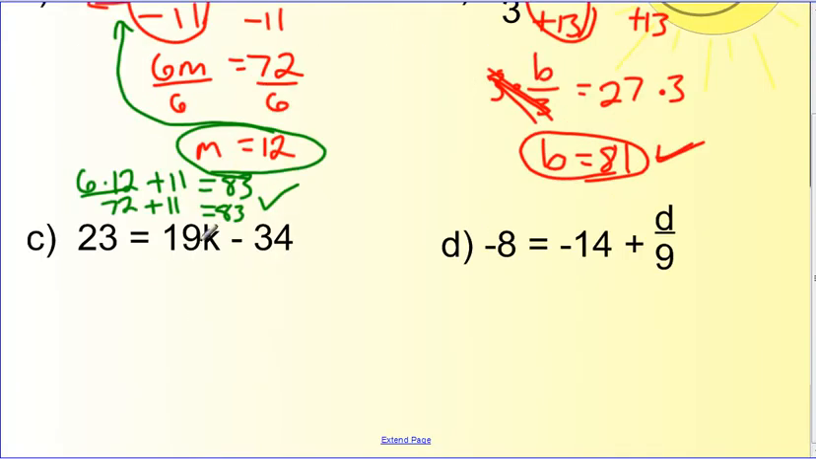Letter C. 23 equals 19k minus 34. Okay, there's my variable. I will change color. Here's my variable. It's being multiplied by 19 and subtracted by 34. So we're going to get rid of the add and subtract first. So we're going to add 34 to this side and this side. Now these guys cancel out. 19k equals 23 plus 34 is 57.